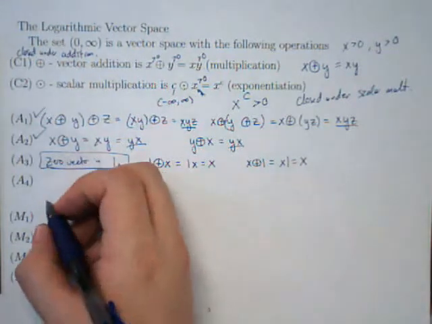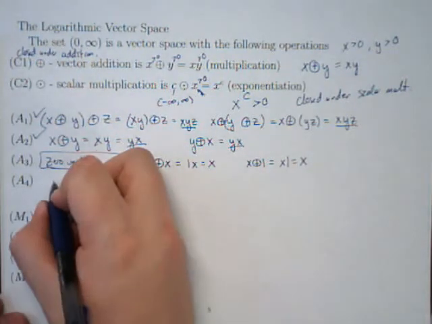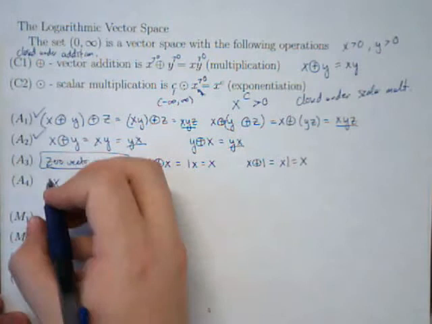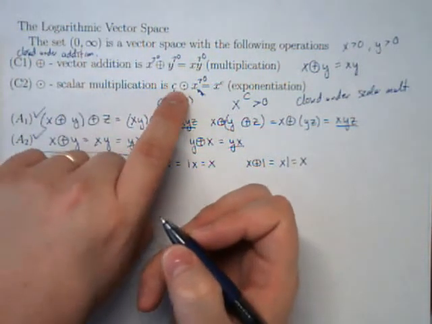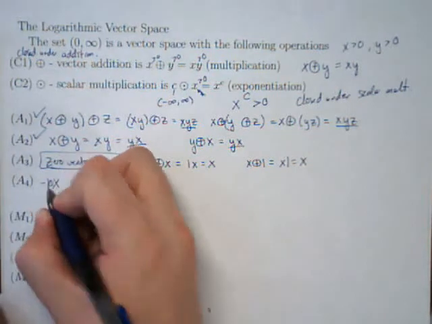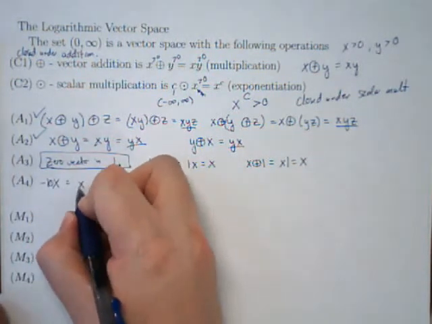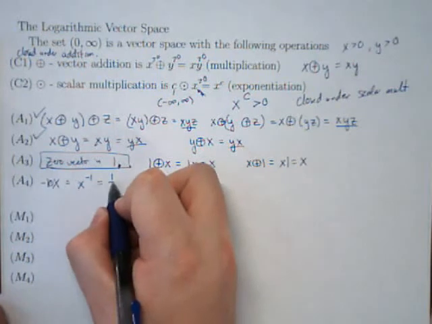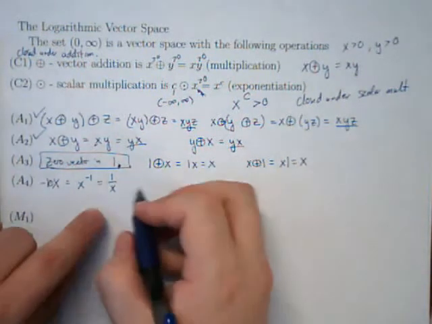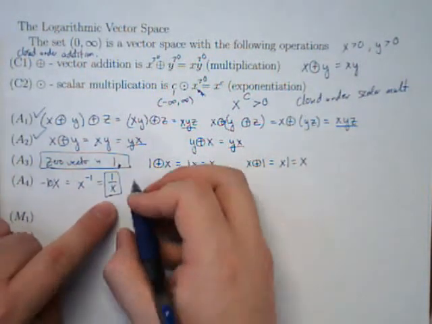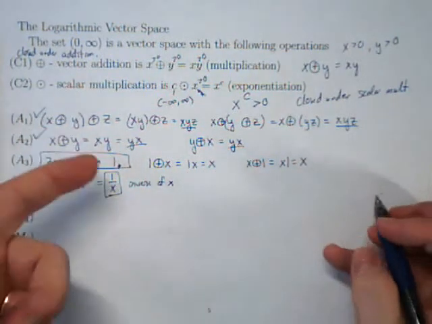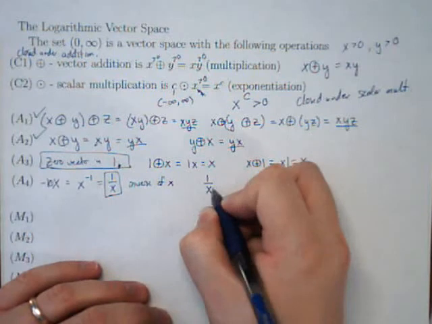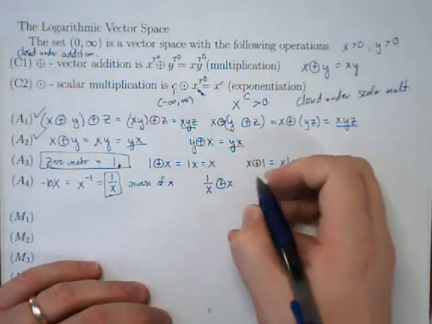Well, now what we're going to do is look at the additive inverses. If you have a vector x and you multiply it by -1, we'll come back up to this scalar multiplication. Scalar multiplication says I should exponentiate by -1, which means it's 1 over x. This is the inverse of x. To show it's the inverse, all I have to do is add them.